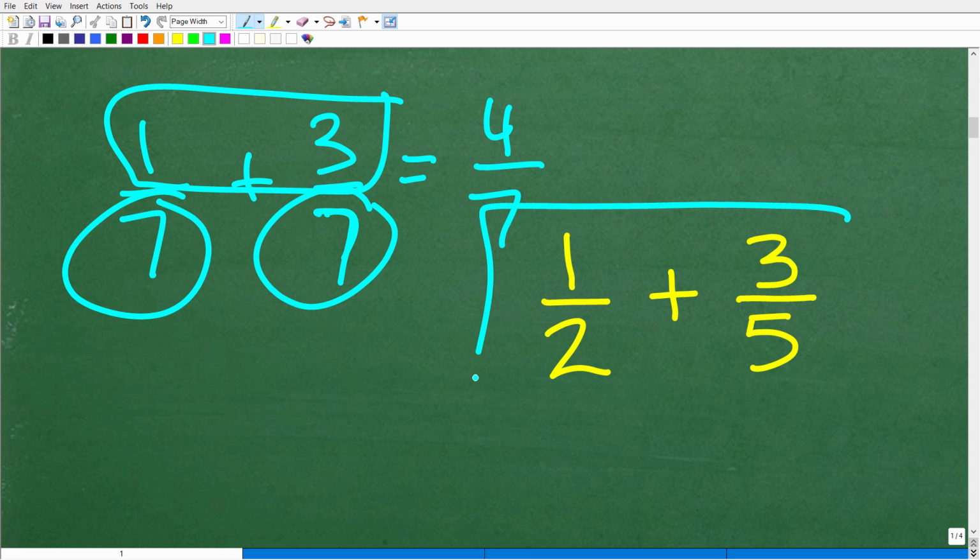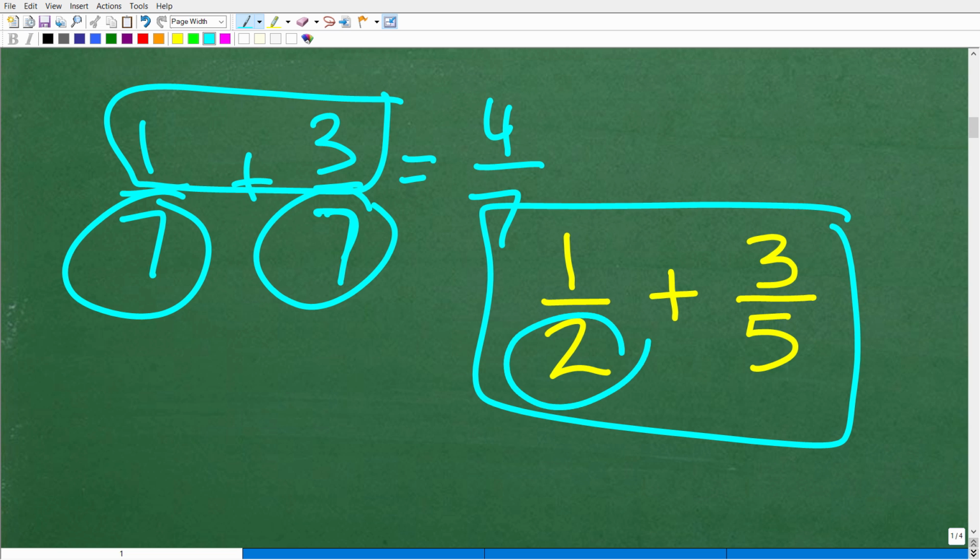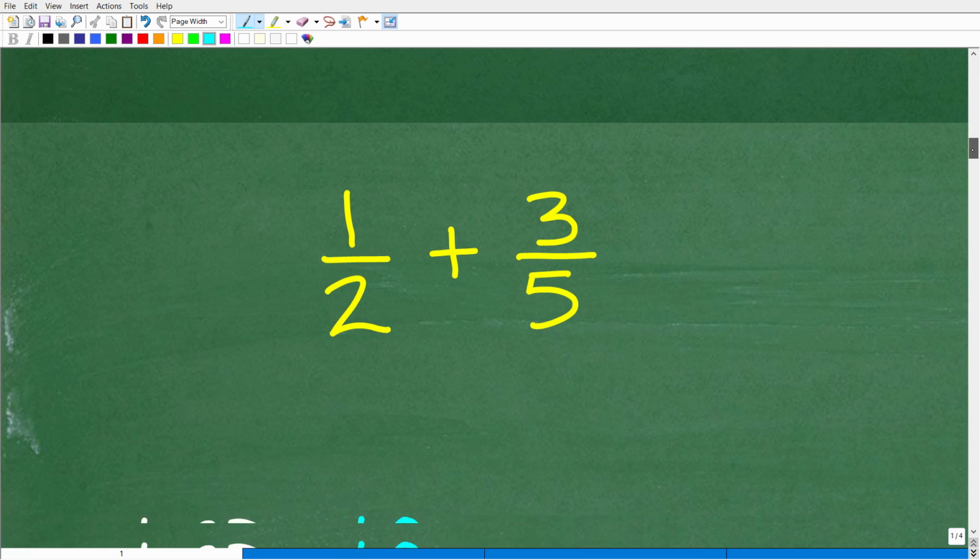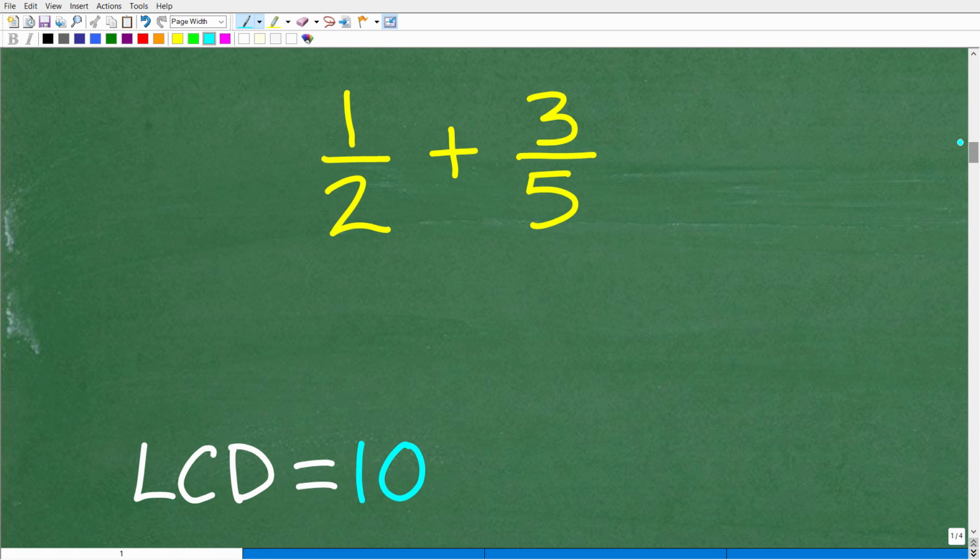All right, but here we cannot add these fractions because the denominators are not the same. So we have to do what? Well, we have to find the lowest common denominator.